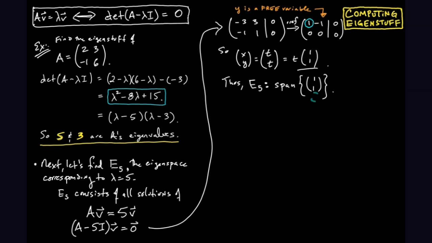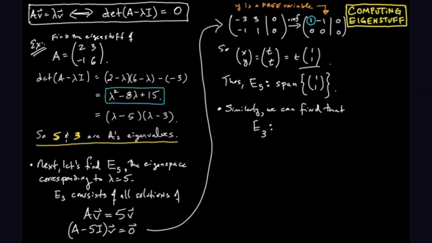So it scales 42 by 5, and it scales -7 by 5, and so on and so forth. All right, what we did to find E5, we can do the exact same thing to find the eigenspace corresponding to our other eigenvalue, 3. So similarly, we can find that E3, the eigenspace corresponding to 3, turns out to be equal to the span of the vector (3, 1).